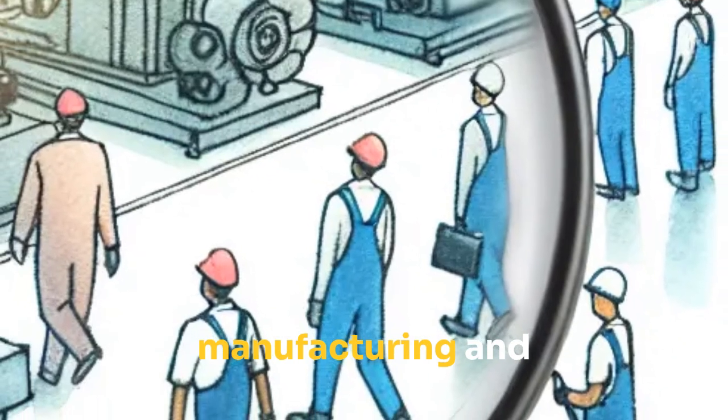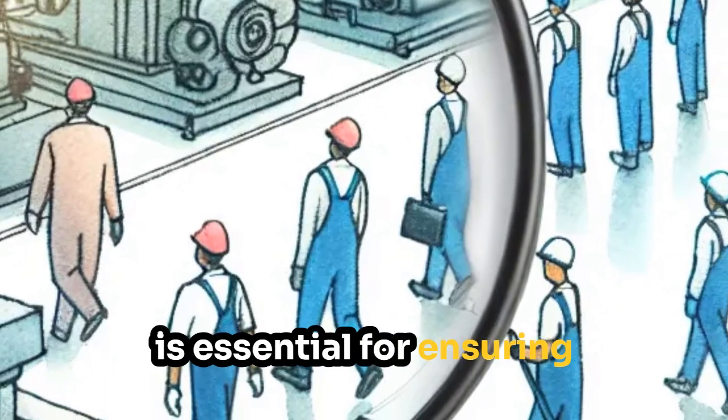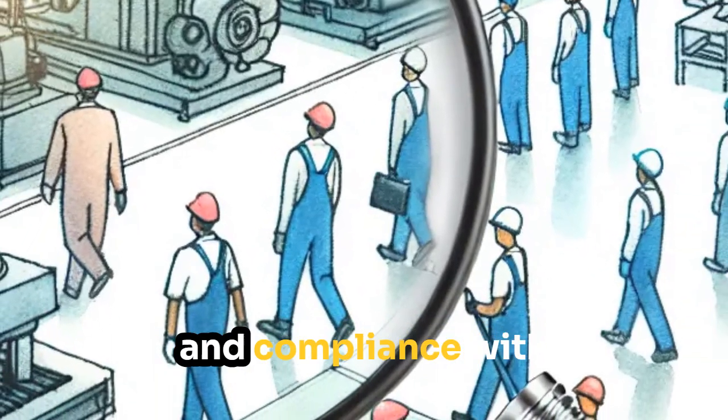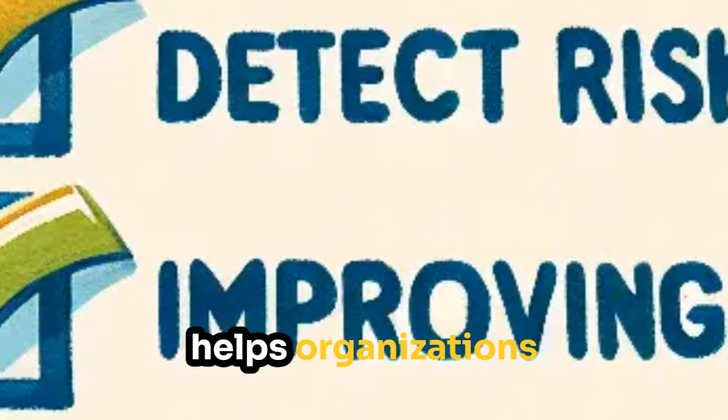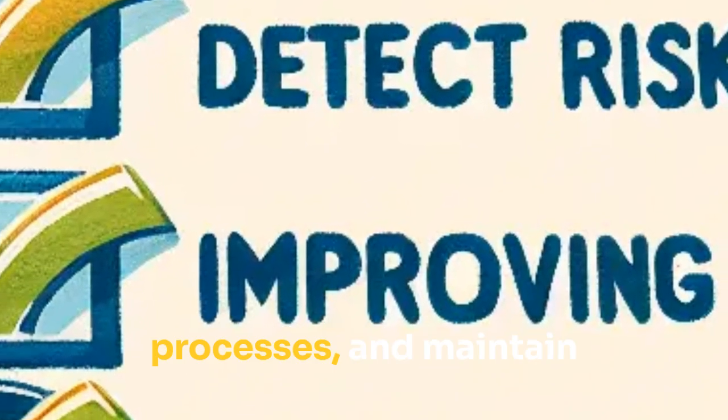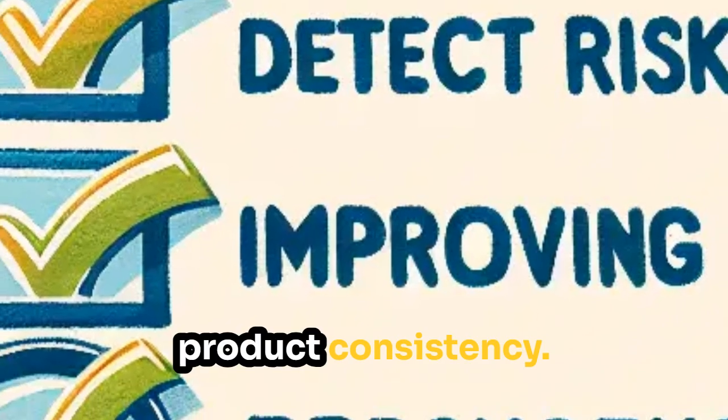Auditing in manufacturing and production environments is essential for ensuring quality, efficiency, and compliance with industry standards. A well-executed audit helps organizations detect risks, improve processes, and maintain product consistency.